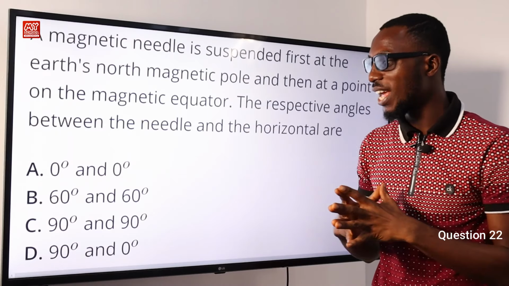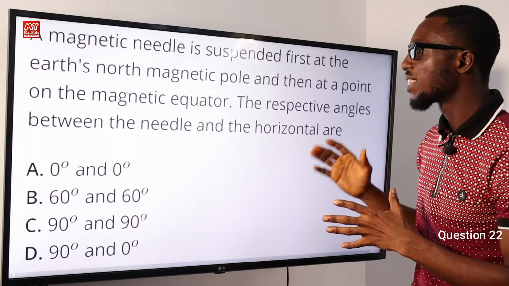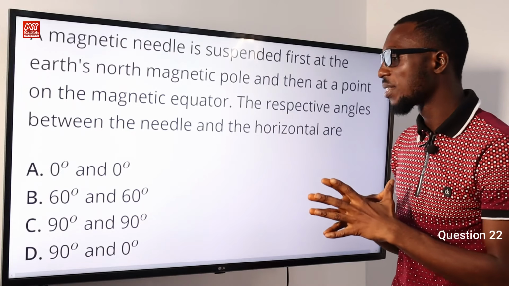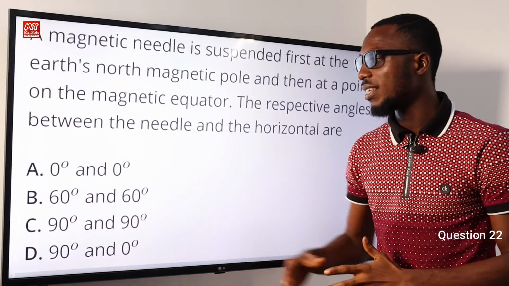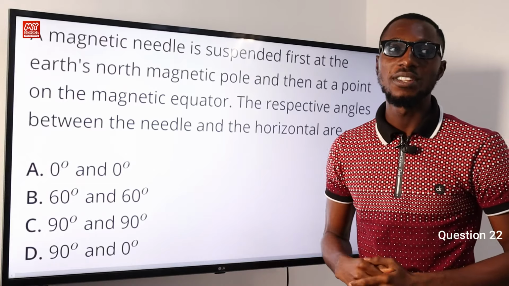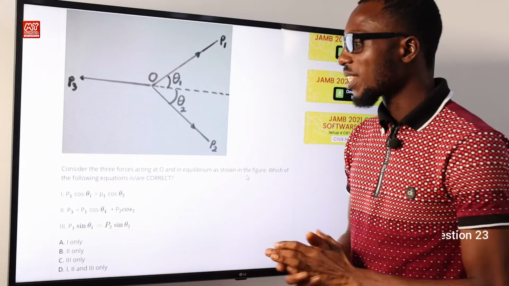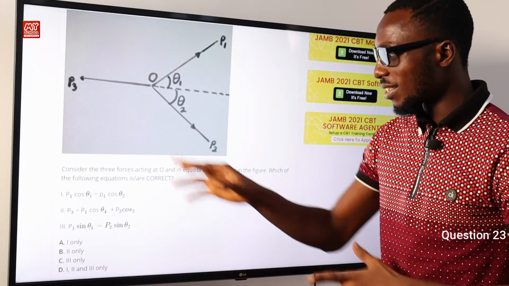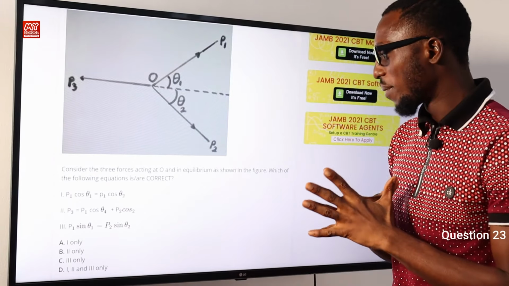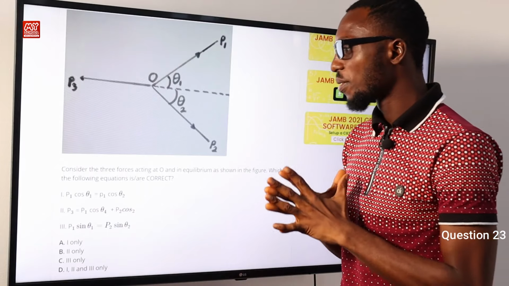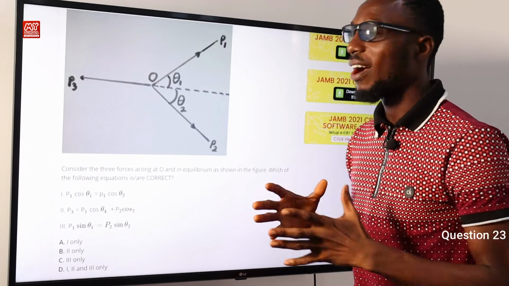So the correct option here is option D. The respective angles between the needle and the horizontal are 90 degrees and 0 degrees. So option D is the correct option. Here you have number 23. Consider the three forces acting at O and in equilibrium as shown in the figure. Which of the following equations is or are correct?